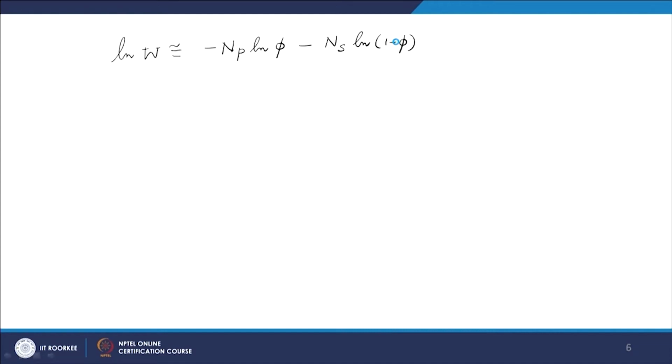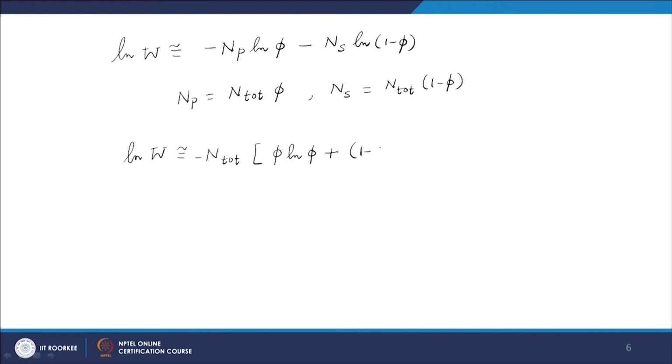Okay. So now you can note again that ultimately Np is equal to N tot phi and Ns is equal to N tot (1 − phi). Therefore, ln W is approximately equal to −N tot [phi ln phi + (1 − phi) ln(1 − phi)].